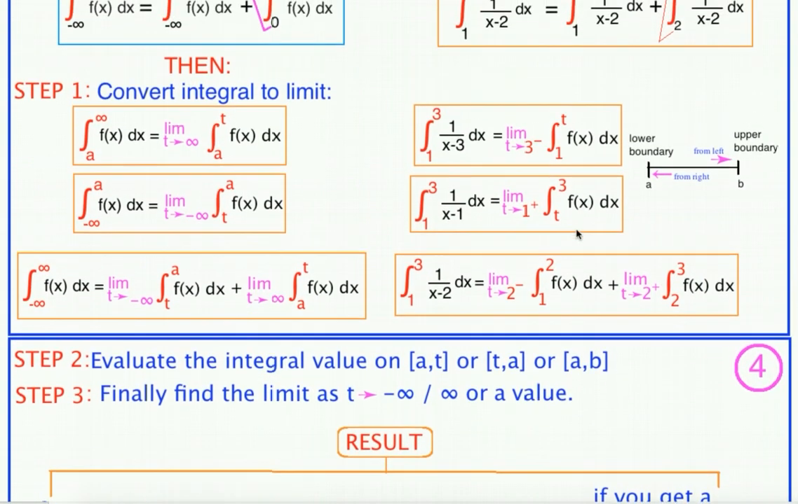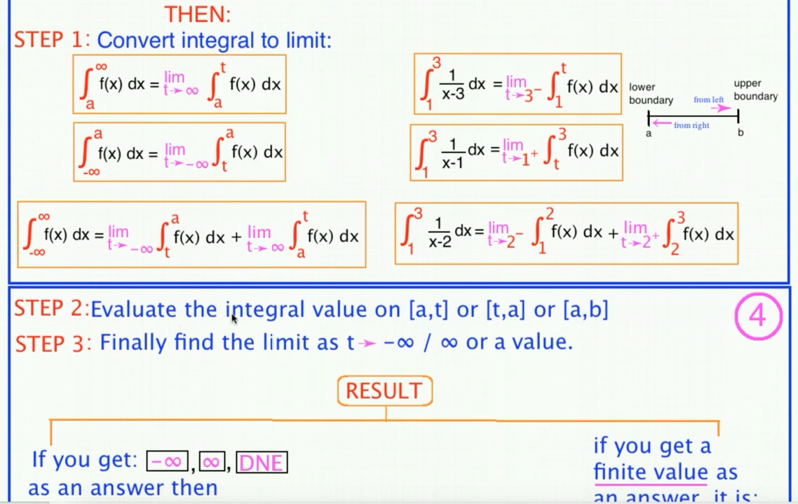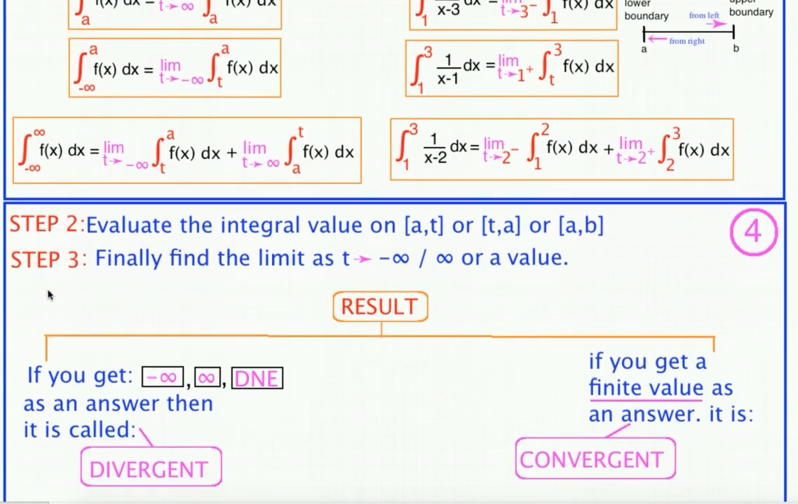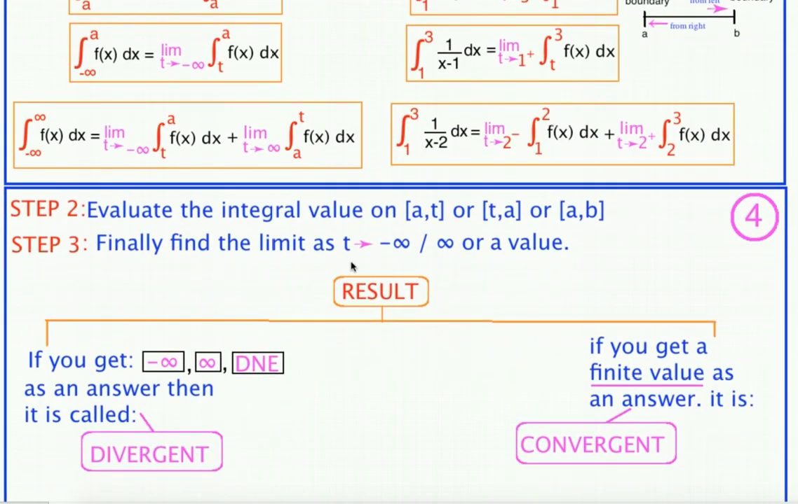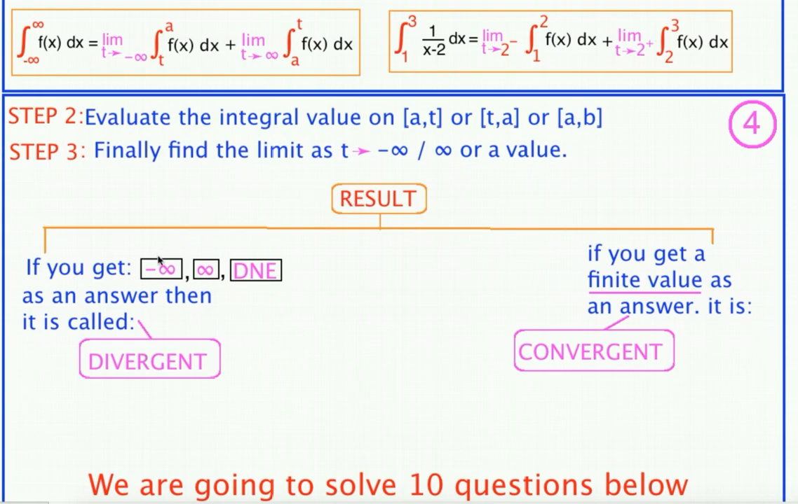So after we converted the integral into a limit, we evaluate the integral on our boundaries. And finally, as our step 3, we find the limit as t is approaching negative infinity, positive infinity, or a finite value. If we get negative infinity, positive infinity, or if the limit does not exist, then we call it divergent. If we get a finite value, a number, as an answer, it is called convergent.